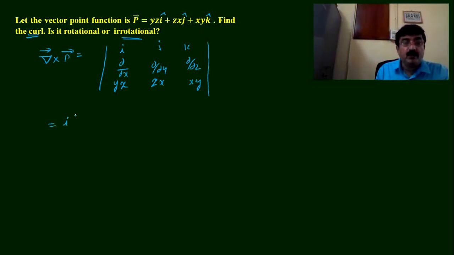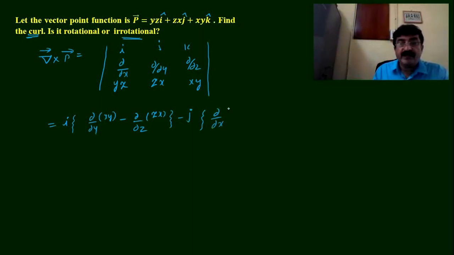Okay, i into, you know how to find this, dou by dou y of xy minus dou by dou z of zx, minus j into dou by dou x of xy minus dou by dou z of yz.